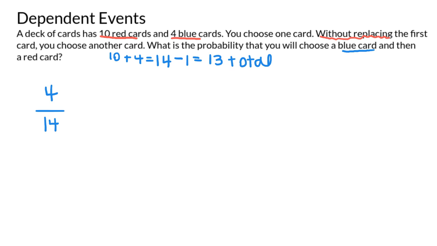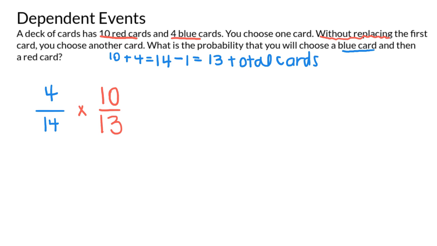Now we need to find the probability of choosing a red card from the 13 total left. In this example, it says there are 10 red cards. That means we would be able to choose 10 red cards out of 13 total cards because we've taken one blue card away. Now we're ready to multiply.